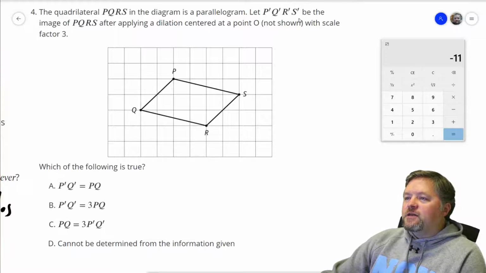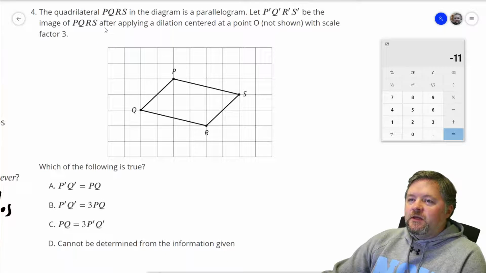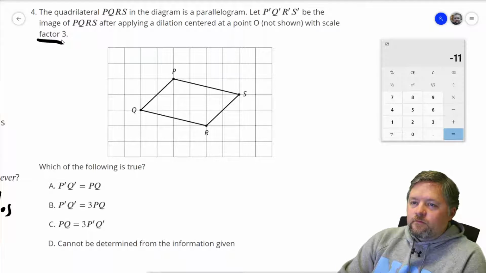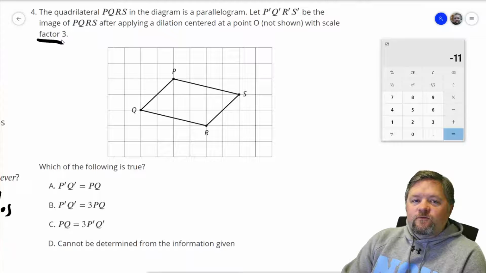Let P'Q'R'S' be the image of PQRS after applying a dilation centered at point O, which is not shown. So we know there's some O. We know there is a scale factor of 3. Which of the following is true?